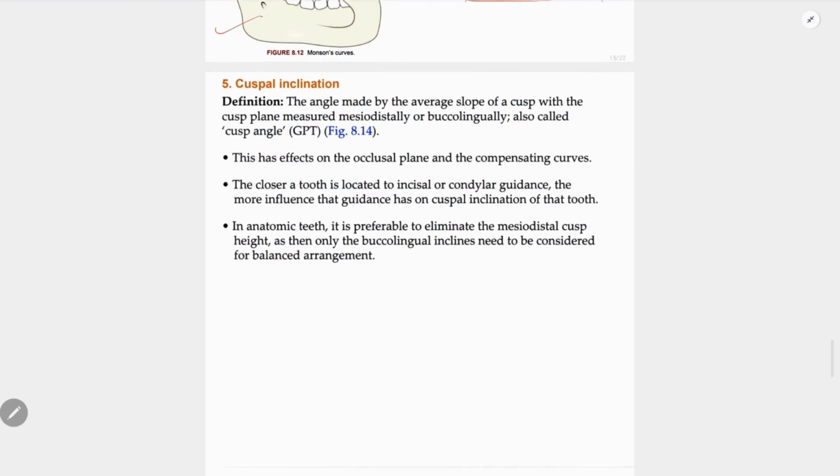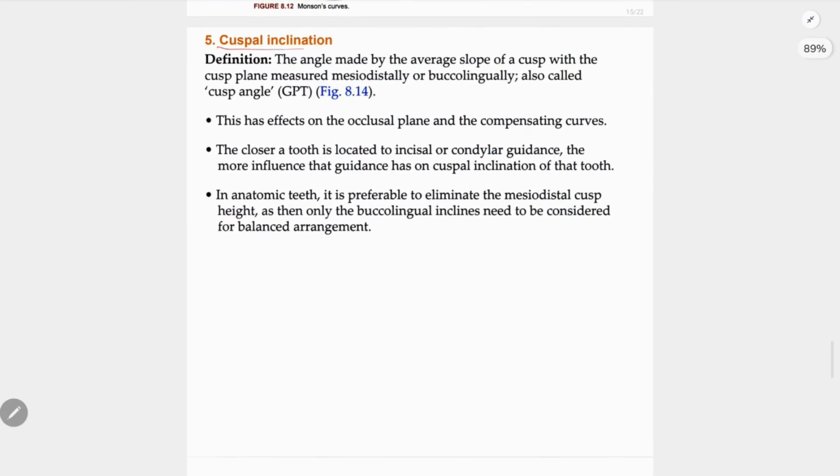Now we move on to the last factor that affects the balanced occlusion, which is cuspal inclination. The angle made by the average slope of a cusp with the cusp plane measured mesiodistally or buccolingually, also called cusp angle. So the definition, as usual, is very important. This has effects on the occlusal plane. Cuspal inclination, obviously it will have effect on the occlusal plane and the compensating curve. The closer a tooth is located to incisal or condylar guidance, the more influence the guidance has on cuspal inclination of that tooth.